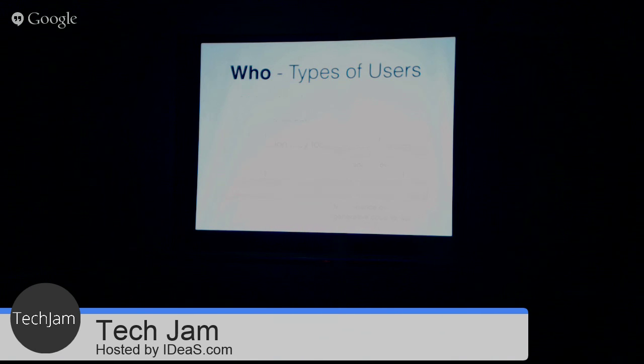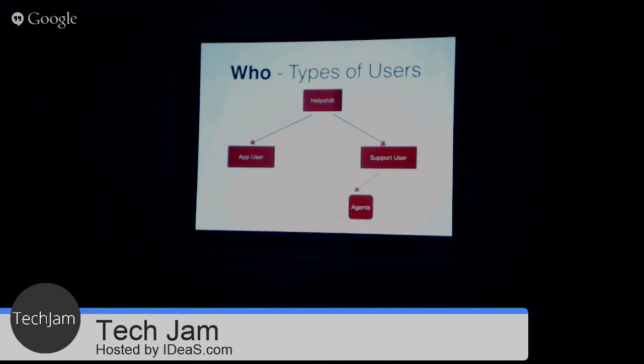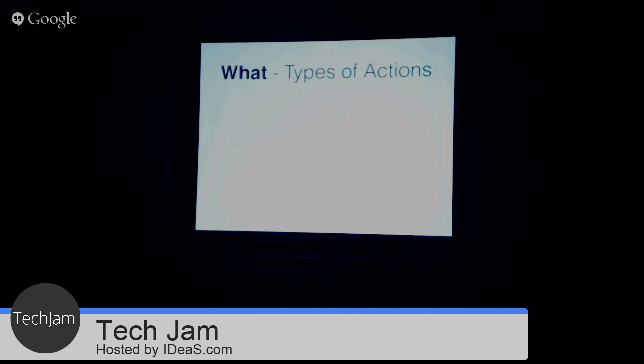So who are the types of users at Helpshift? We have app users, who are our customers, and we have support users, which can be of two types, agents and admins. Then what are the types of actions that these users can take? App users can create an issue, reply to an issue, etc. Admins can also create an issue and reply, but they can also resolve the issue. They can add tags to them, and so on. Similarly, agents can do similar things.